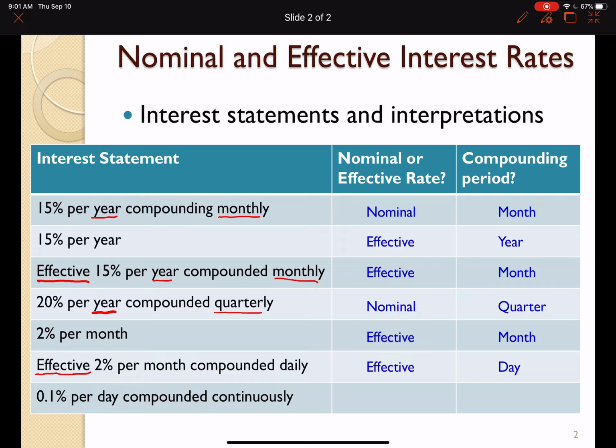The last one: 0.1% per day, and compounded continuously, meaning a very tiny unit of time. With that, as you can see, the interest period is spread per day, compounded continuously, every fraction of a millionth of a second, very small. Then they are not the same anyway. When they are not the same, the interest rate given is nominal, and the compounding period is continuous.